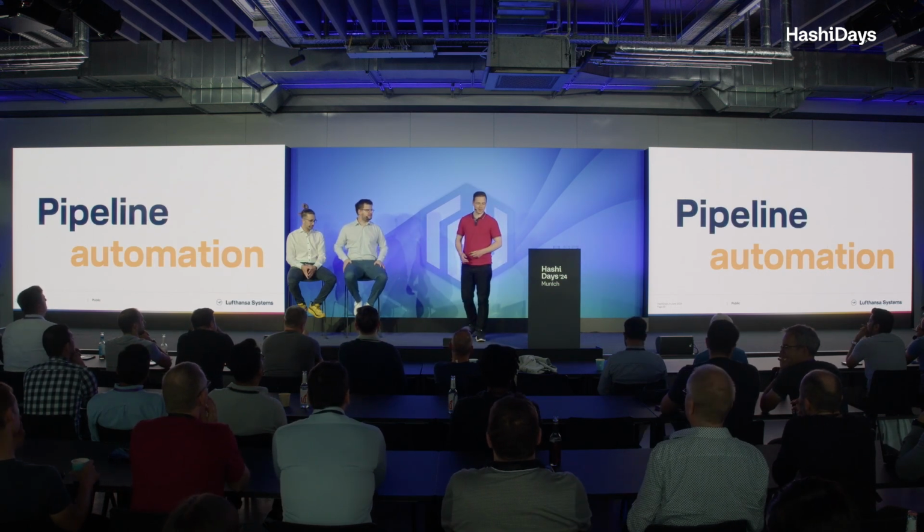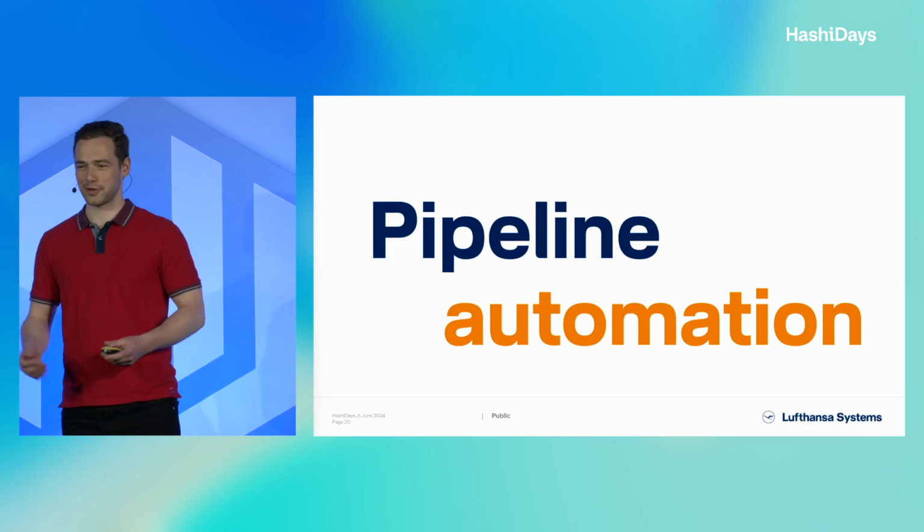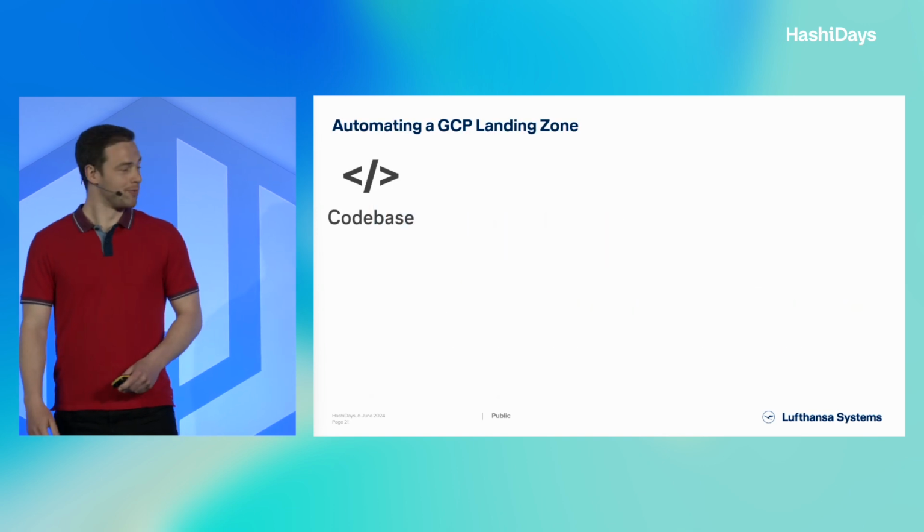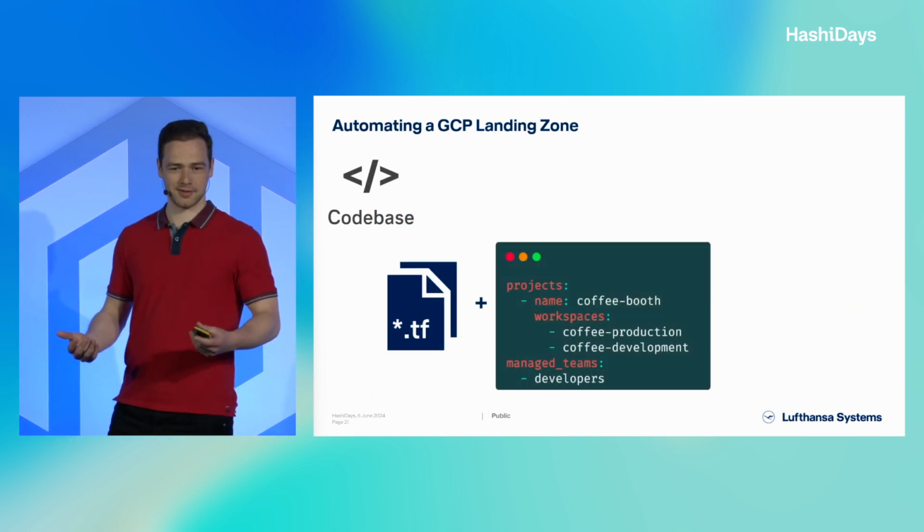All right, let's talk pipeline automation a little more and see how these pipelines work from our code base to the actual changes in our GCP environment. Of course, we're starting out with a code base. For us, this looks something like this.